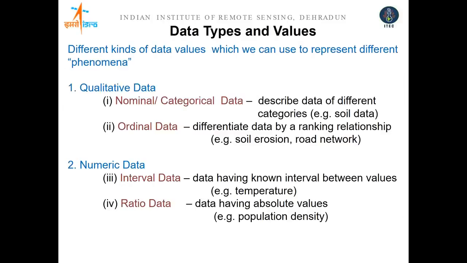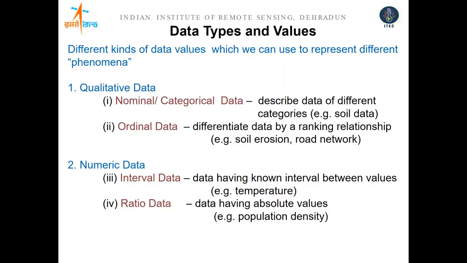Now I will come to the data types and values. This is an important component because whatever maps you create, ultimately you have to provide the legends, or what type of information you are trying to visualize to the user. So there are two types of data types and values in GIS. One is qualitative data values, another one is numeric data values, or let us say quantitative data values. When I talk about qualitative data values, there are two subcategories.